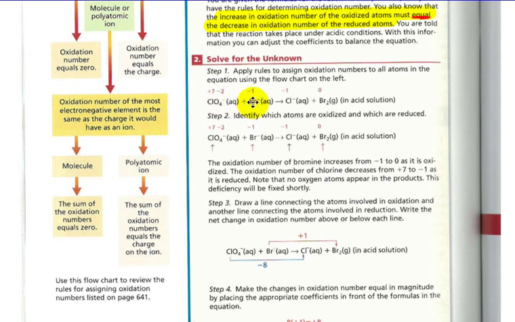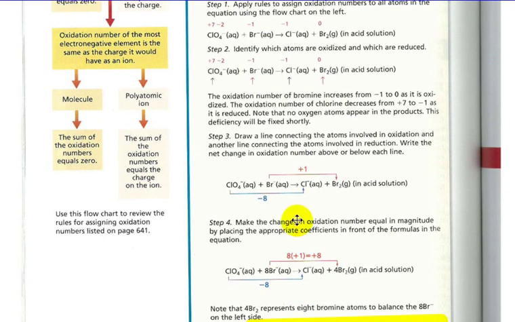So plus 7, minus 2, minus 1, minus 1, 0. So we can see chlorine goes from plus 7 to negative 1. It's getting more negative, it's reduced. And to go from plus 7 to negative 1, that of course is a change of negative 8. Oxygen, we don't have it on the right hand side. Bromine's going from negative 1 to 0, becoming positive, it's oxidized. And the difference to go from negative 1 to 0, that's plus 1.